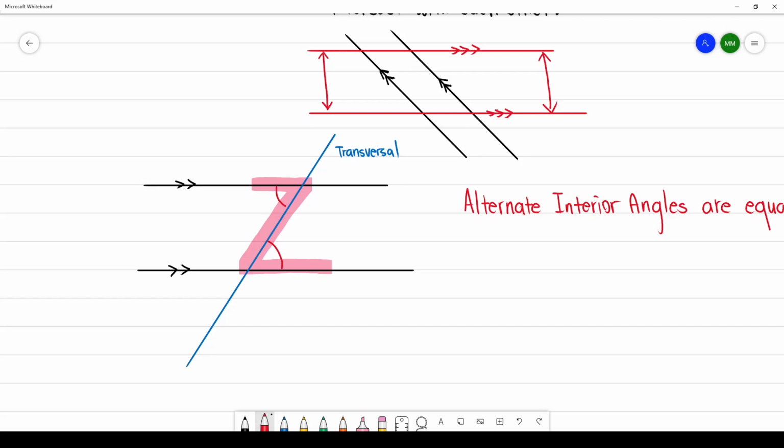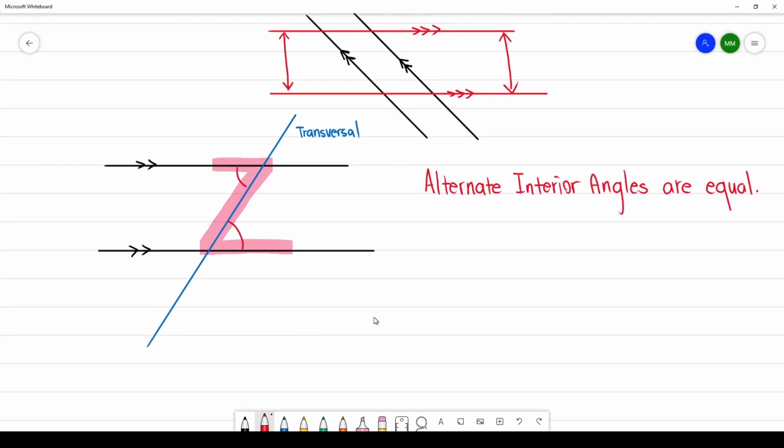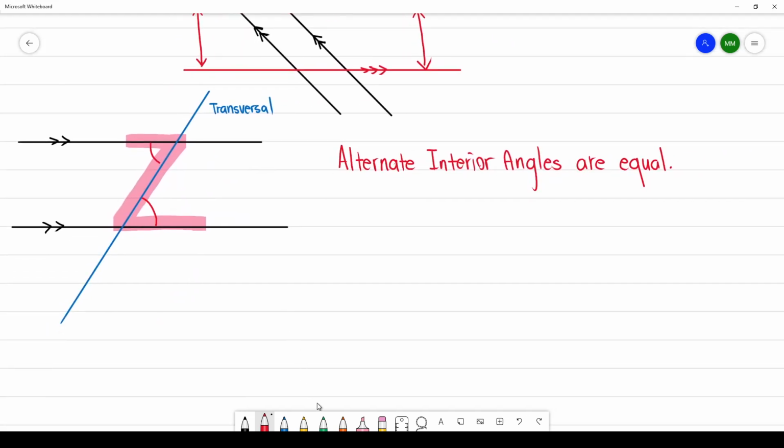Now, the other type of angle is called corresponding angles. Corresponding angles are these ones. So this one and this one. They are on the same side of the transversal, right? Whereas the alternate interior angles are on different sides. One is on the right side, one is on the left side. But for corresponding angles, they are on the same side of the transversal, except they are on different parallel lines. So the green ones are corresponding angles, and corresponding angles are equal.